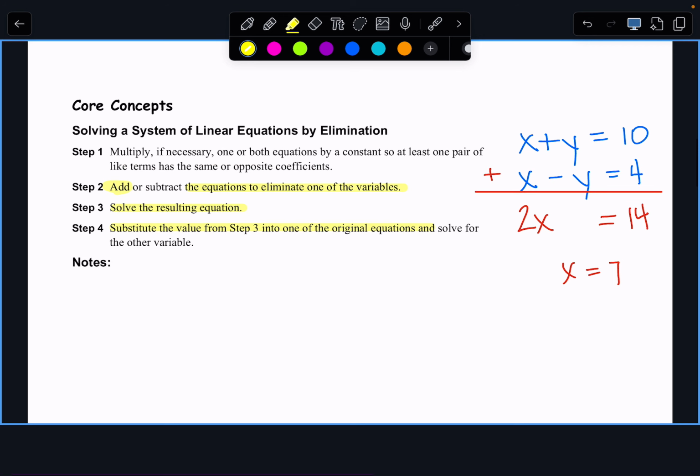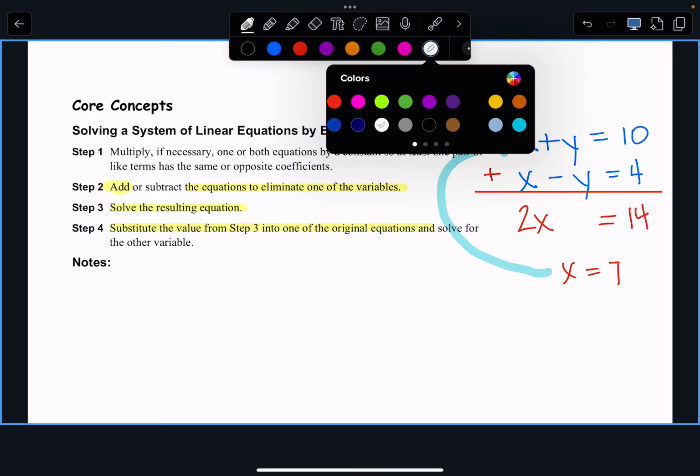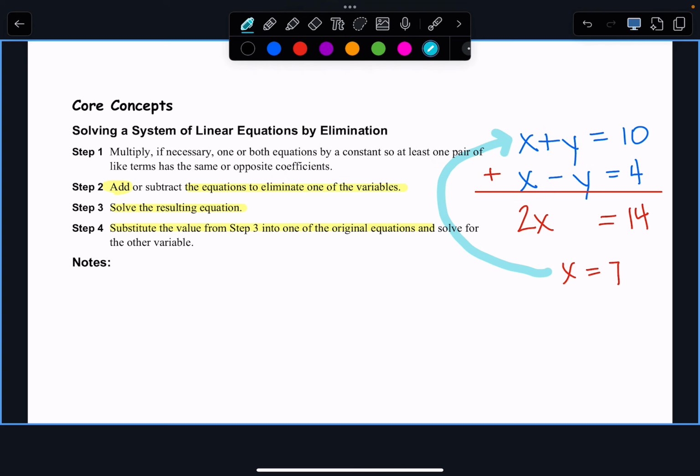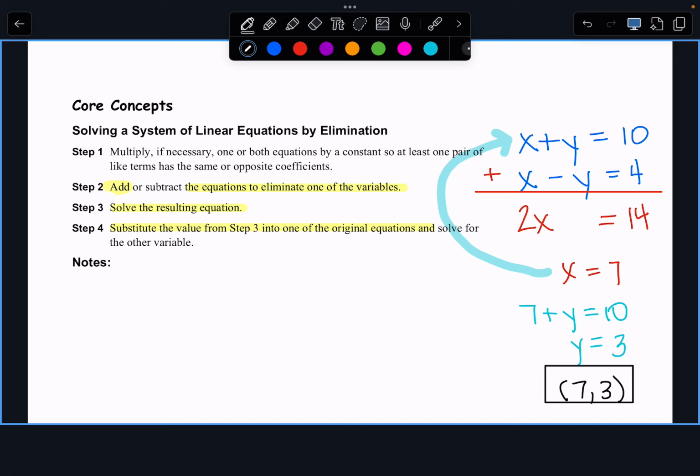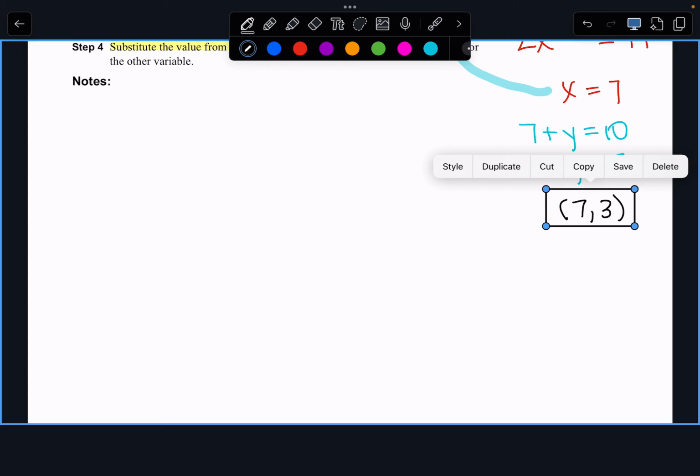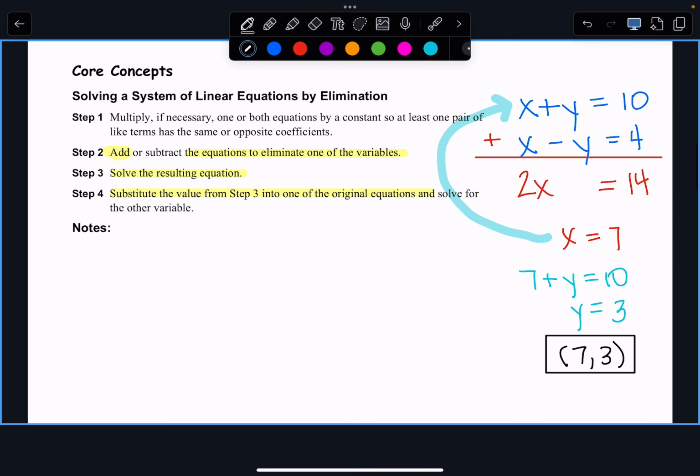What I'm going to do, I'm going to choose the first one. X plus y equals 10. What's y? Oop. Okay. Still a bunch of marks on the board. Sorry, guys.